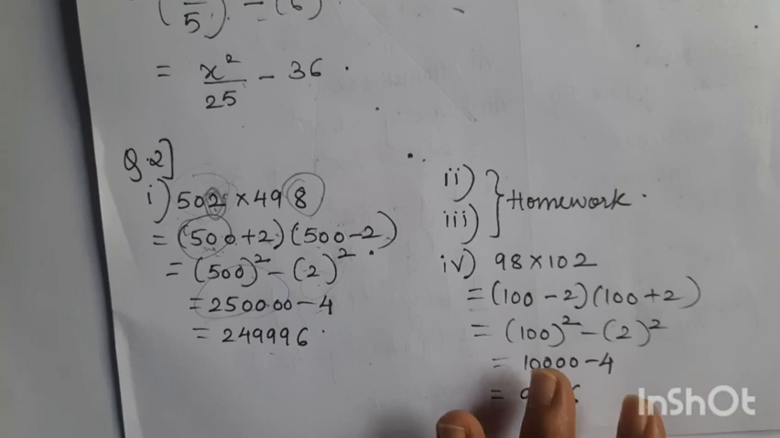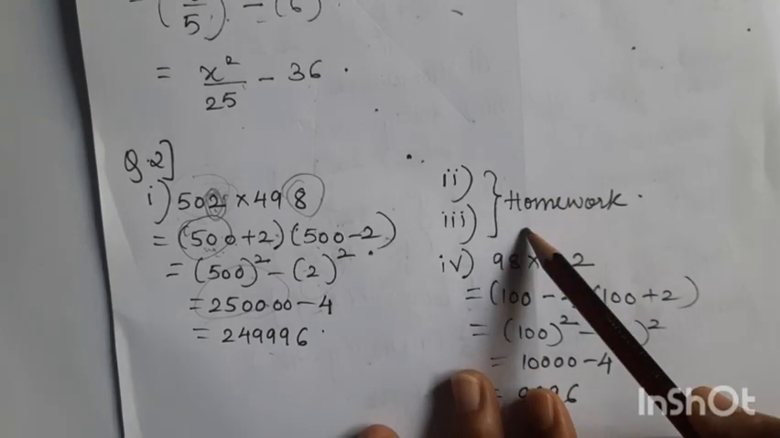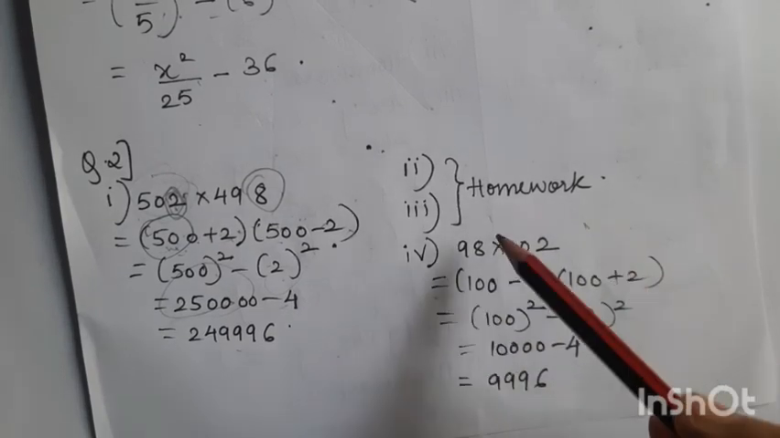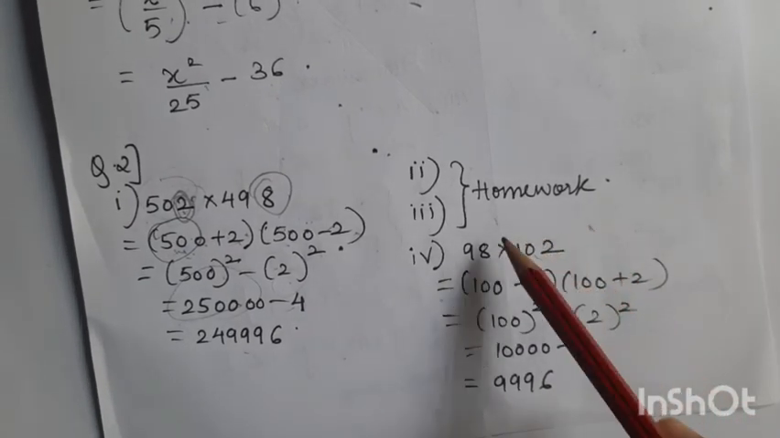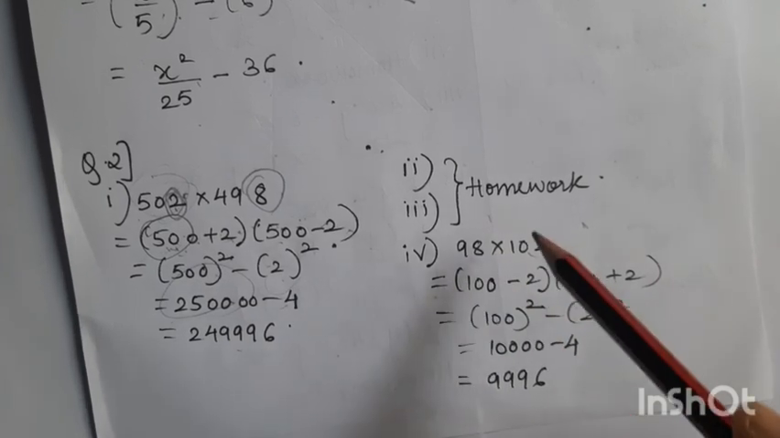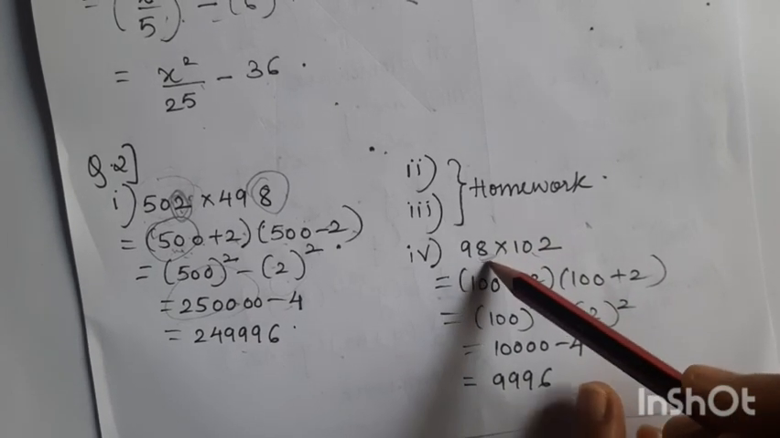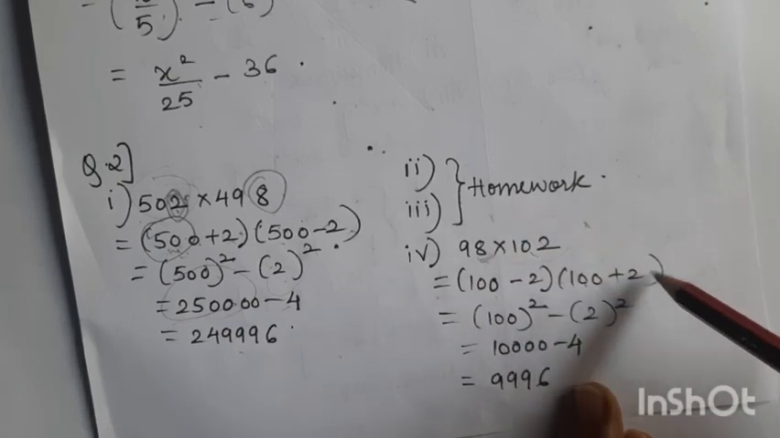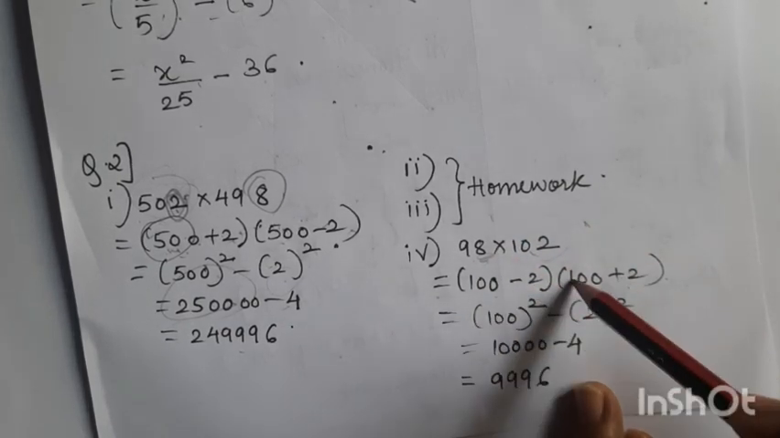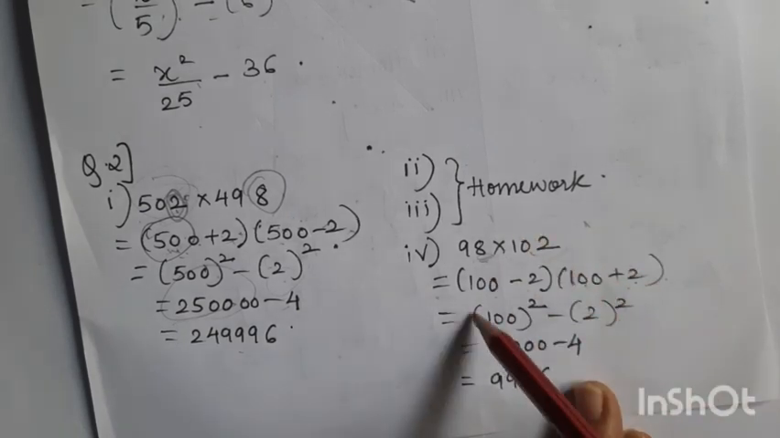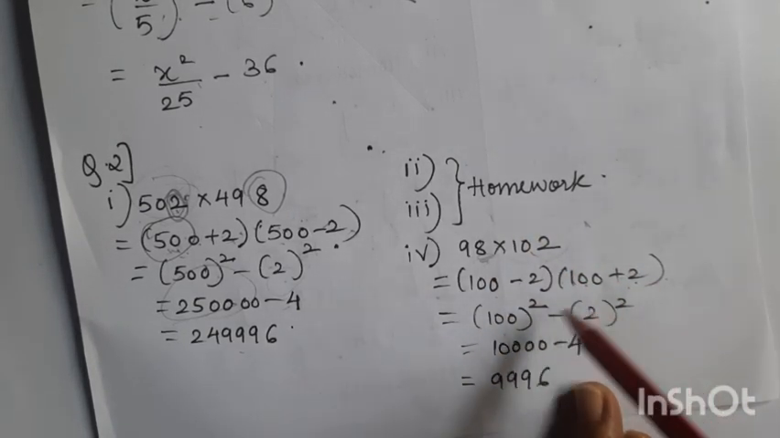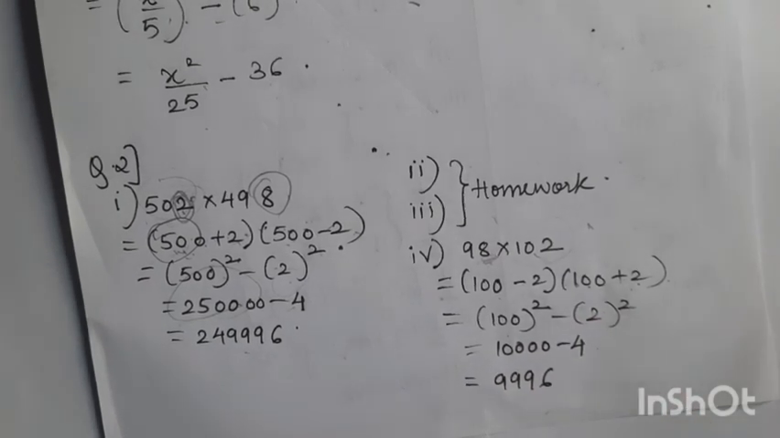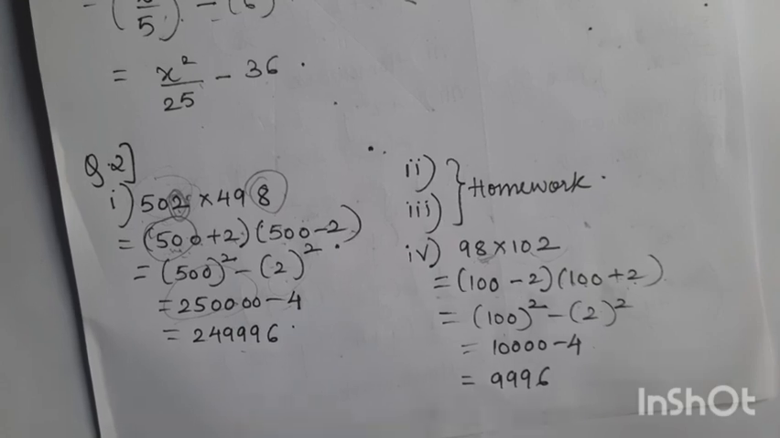Then question number 2 and question number 3 are homework. Question number 4, 98 into 102. Now 98 is close to 100, right? And 8 is greater than 5, so that means 100 minus 2. And 102 means 100 plus 2. So (a + b)(a - b), that is a square minus b square. So 100 square minus 2 square, you get the answer. Okay, so with this we have completed practice set 51.